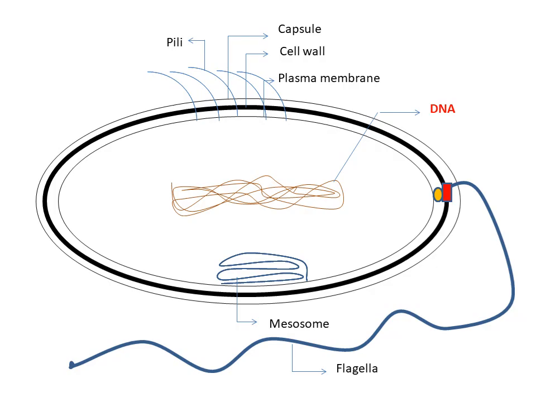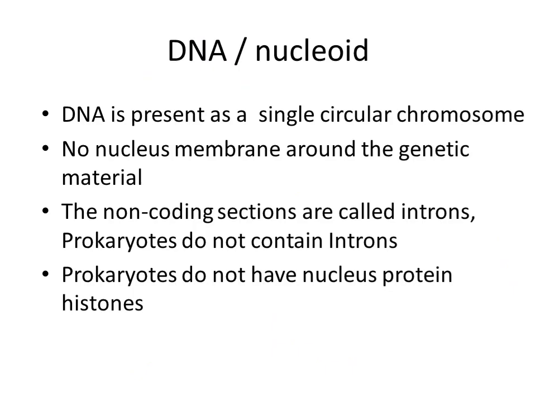In prokaryotes, the genetic material is floating in the cytoplasm. There won't be any specific membrane around the genetic material. Normally it is called the nucleoid. This DNA doesn't have introns in it, and unlike eukaryotes, it doesn't have any specific protein called histones. DNA is present as a single circular chromosome, with no nuclear membrane around the genetic material. The non-coding sections are called introns, which are not present in the prokaryotic genome, and it doesn't have any histones.